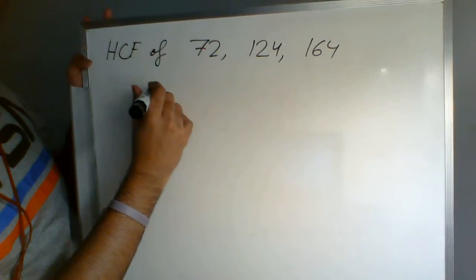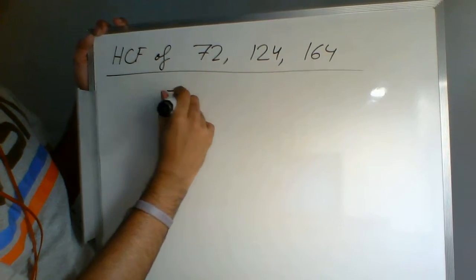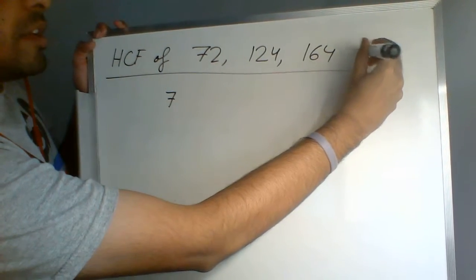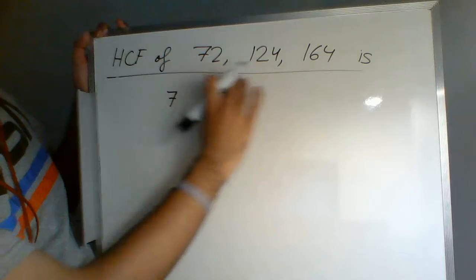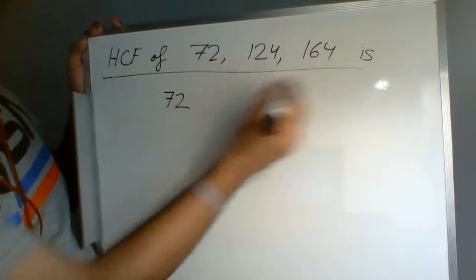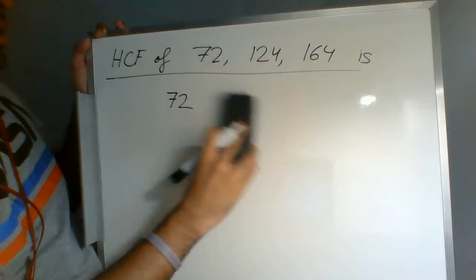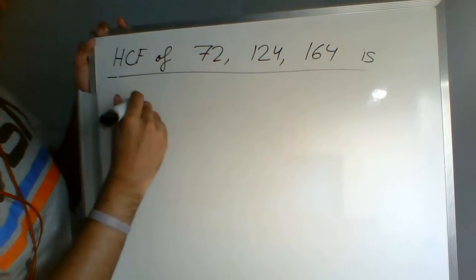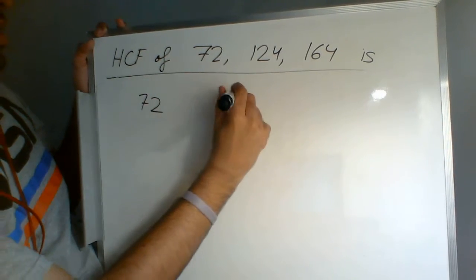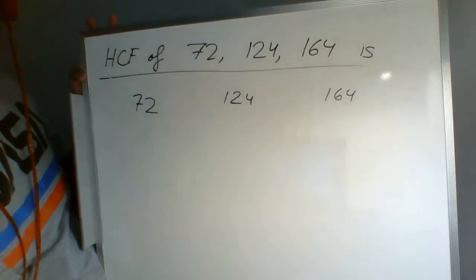We'll start off with the prime factorization. So I'm going to put, the HCF of those three numbers is, and whatever we get as our answer for prime factorization, I'll put over there so that we can check it when we do the second method. So I'm going to put the 72 here, 124 there, 164 there, and we're going to work through it.